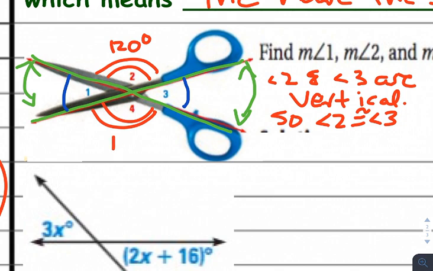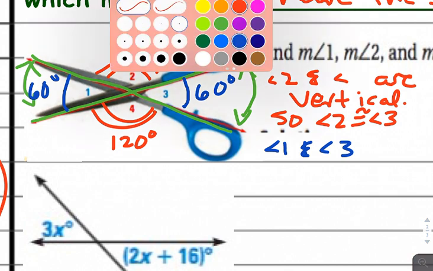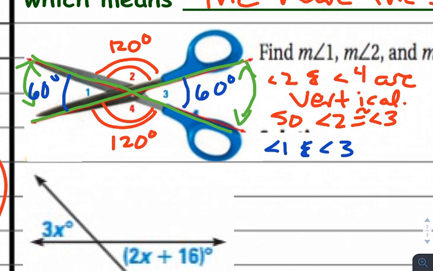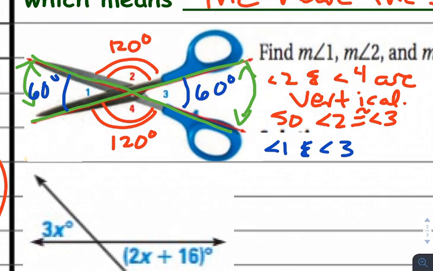Because angle 1 and angle 2, or I'm sorry, angle 3, I messed this all up, hold on. Angle 2 and angle 4, sorry about that. Angle 2 and angle 4 are vertical. Angle 1 and angle 3 are vertical. So angle 1 has to be congruent to angle 3. I apologize for that. That caused some confusion. It happens from time to time.